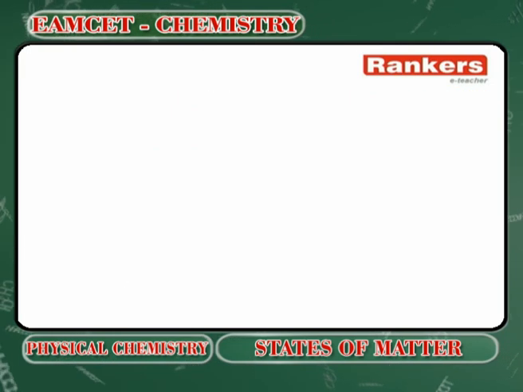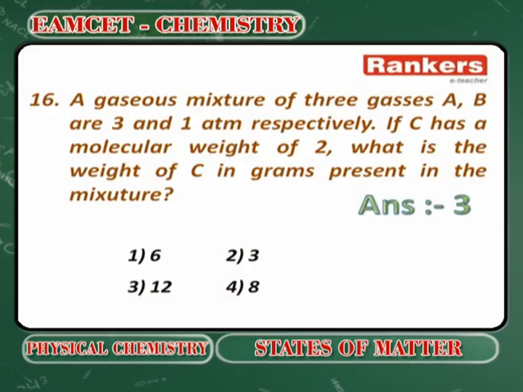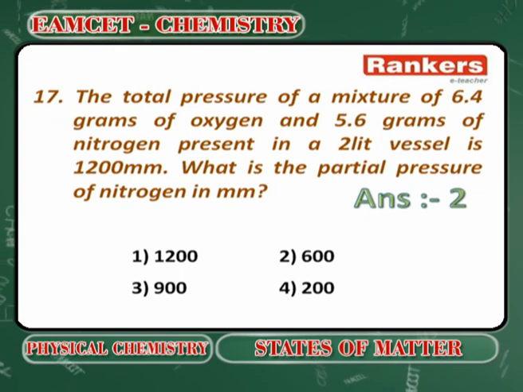Next, the 16th question. A gaseous mixture, this is nothing but an application. The previous question is an application of Graham's law of diffusion. A gaseous mixture of three gases A, B, C. The total pressure of a mixture of 6.4 grams of oxygen and 5.6 grams of nitrogen present in a 2-liter vessel is 1200 mm. What is the partial pressure of the nitrogen in mm?